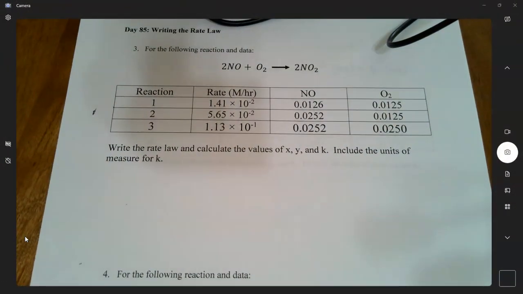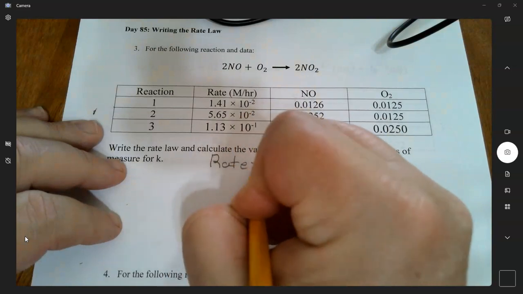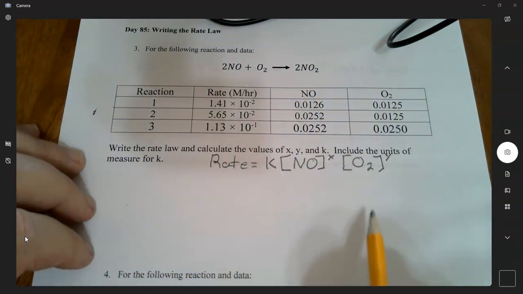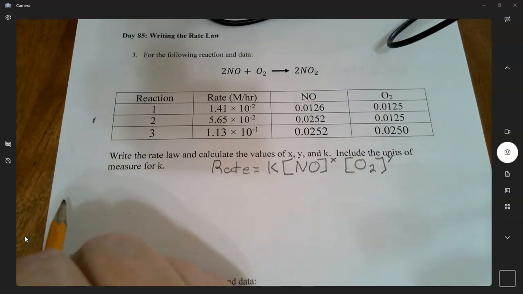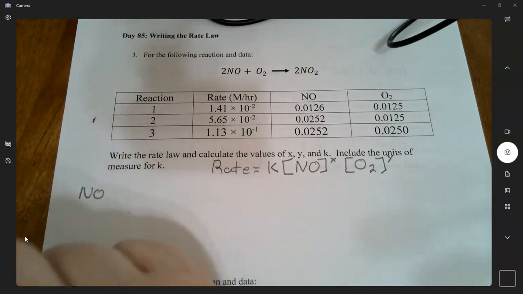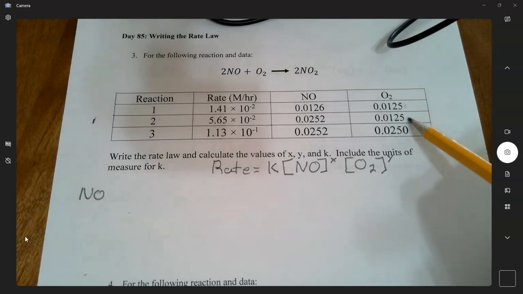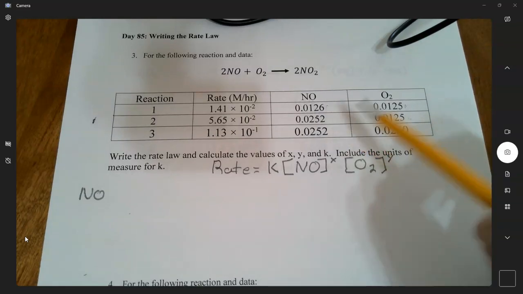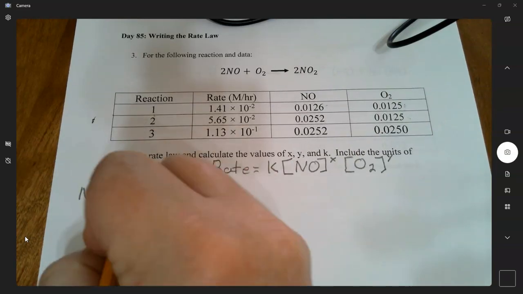Okay, so see if you can do this one on your own. It's done exactly the same way. So the rate law is going to look like this. All right, so we need to figure out X, Y, and K. So let's go ahead and do that. We're going to start with NO again. And which reactions are we going to choose? Well, O2 stays constant in 1 and 2, and NO changes in 1 and 2. So we're going to go ahead and do 2 over 1.